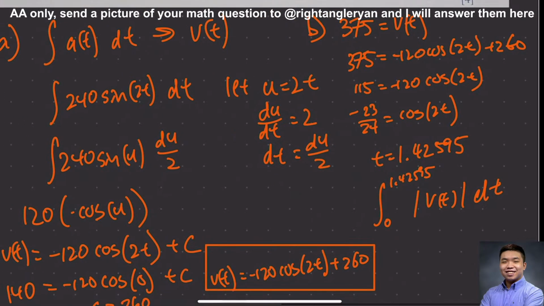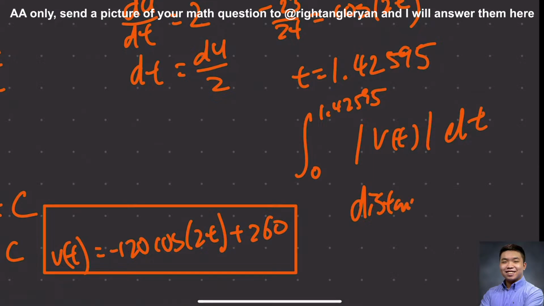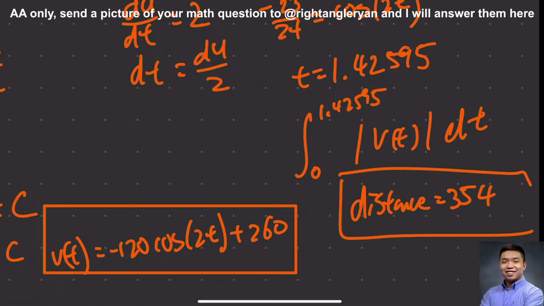Okay, like that. So I'm just going to put it in my calculator. 1.42595. The velocity function is negative 120 cosine 2x plus 260. So 353.6. So rounded to 3 significant figures would be 354. Okay.